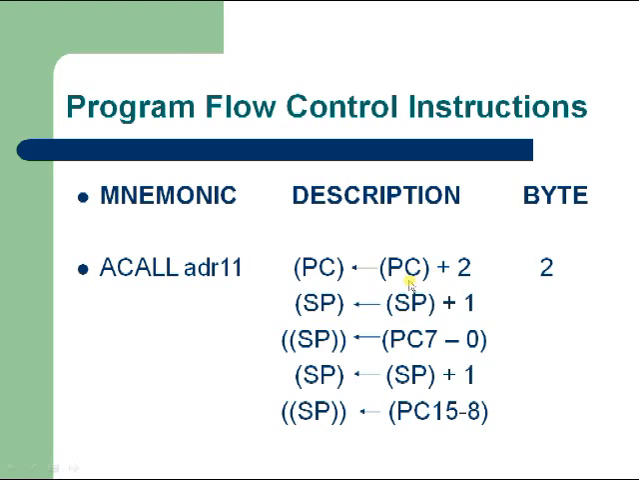Program counter plus 2 will be copied into the program counter, and then the stack pointer gets incremented by 1, and the PC lower byte will be copied onto the stack, and then the stack pointer gets incremented by 1 again, and the PC higher byte gets copied onto the stack.